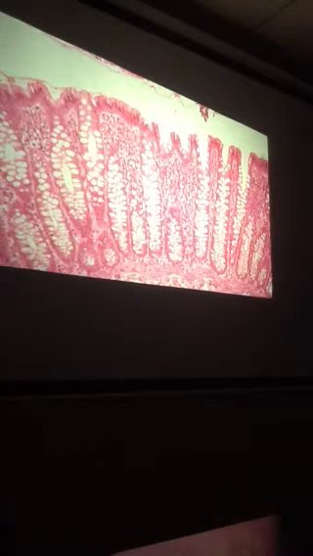And so you sort of go through: do I see stratified squamous for esophagus? Do I see gastric pits and gastric glands for stomach? Do I see villi for small intestine? Brunner's glands for duodenum? Peyer's patches for ileum? Or crypts and goblet cells for colon? What fits?